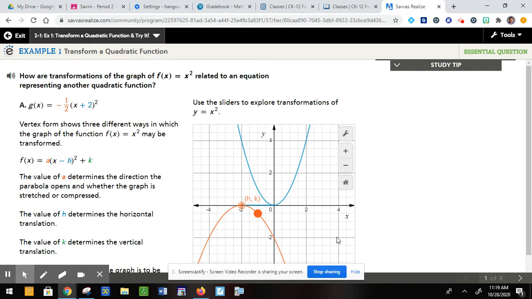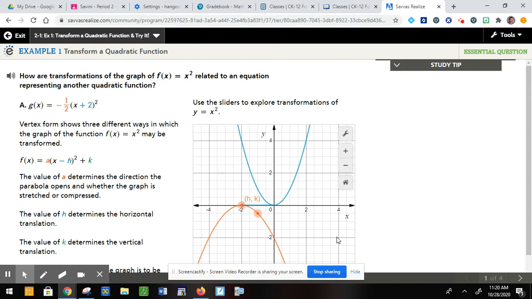The h value on the inside is the horizontal translation. So in this case, the +2 is moving it to the left. So it would have been here, but the +2 moved it here.